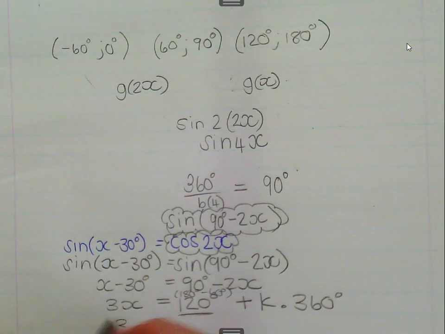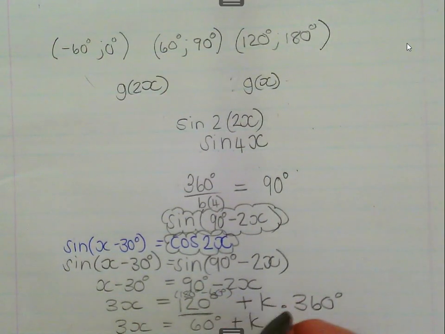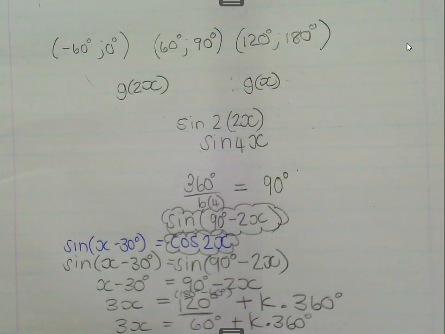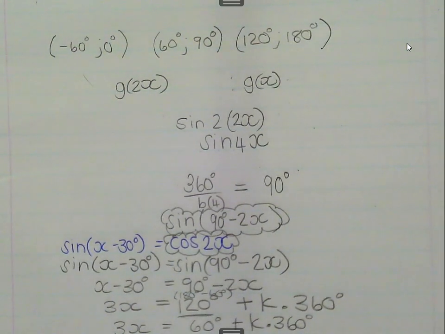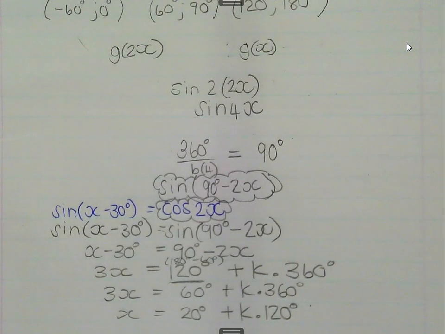So it's going to be 3x equal to 60 degrees plus k times 360. Now do you know why I wrote the plus k times 360 already? Because I'm going to divide with 3. And remember, when I divide with 3, all of them have to divide with 3. So it becomes x equal to 20 degrees plus k times 120 degrees. And there I have the answer. Do you all understand that?